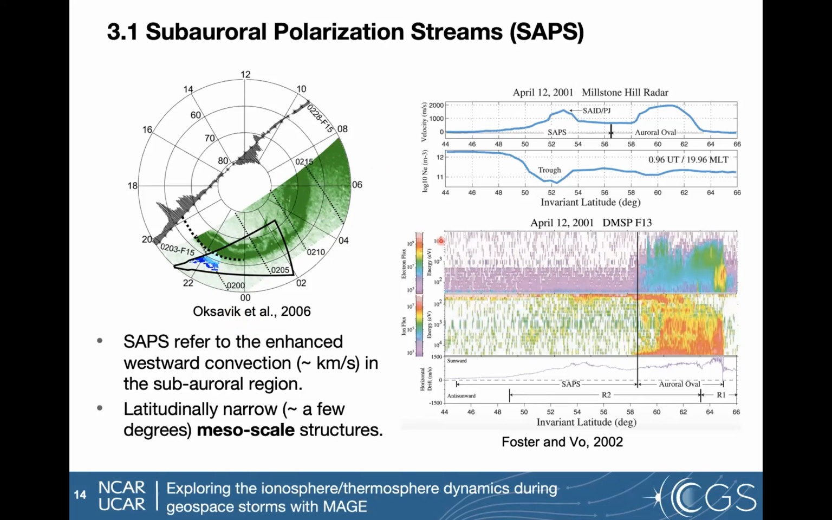So the two plots here are just to show you what the SAPS look like in the measurements of DMSP satellite, incoherent scattering radar, and the SuperDARN radar. The prominent feature is that using this precipitation energy spectrum, you can tell where the auroral boundary is, and then to the equator of the auroral boundary, you see the additional or enhanced flow, which is westward. So that's a typical feature of the SAPS. It has often been observed in the middle latitude in the subauroral region.